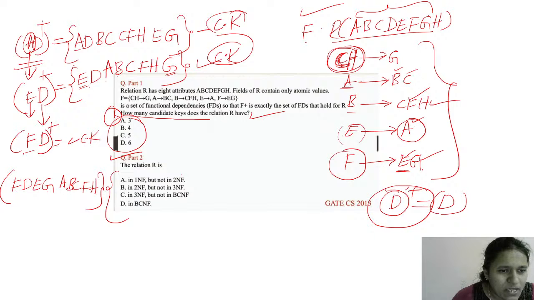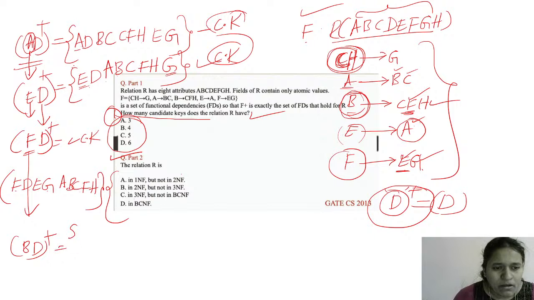For that we have to see whether F is there on the right hand side of any of the given functional dependencies. Yes, F is there on the right hand side. For which attribute? F is there on the right hand side of B. That means we have to replace F with B. We will do the BD closure. From the BD closure we will get BD, right? B is determining CFH and F is determining EG.